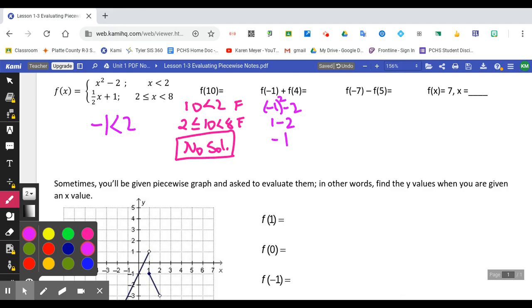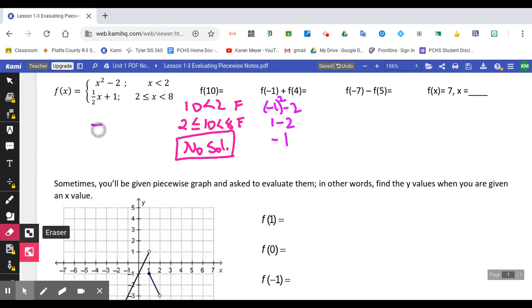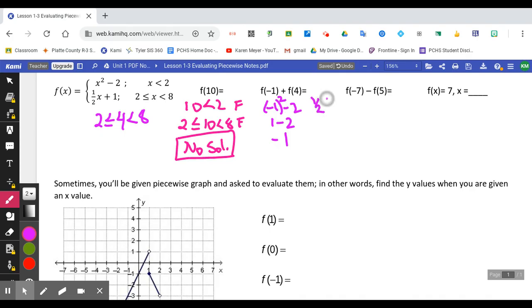Now do the second half of that problem with f of 4. Well, with 4, you're going to notice that 2 is less than or equal to 4, which is less than 8. So this time we're going to plug it into the bottom one. So 1/2 times 4 plus 1. That's going to give me 2 plus 1, which is 3.